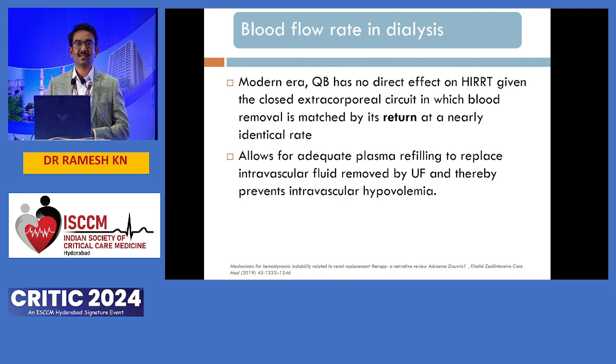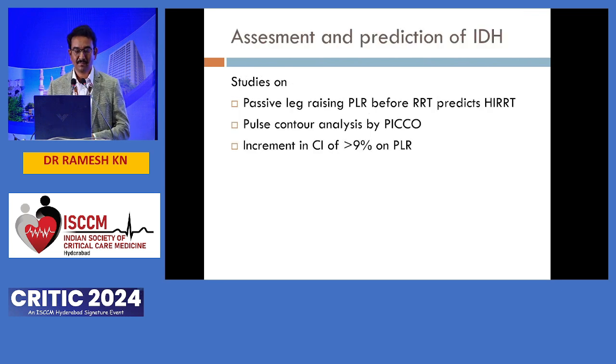Commonly, we feel that the blood flow rate in dialysis will cause hypotension, but actually it is a myth. In modern machines, a higher blood flow rate may not reduce the blood pressure because it is compensated by the return fluid we give, and the return fluid coming into the return circuit is the same as the blood flow rate we extract from the patient. So this may not cause intradialytic hypotension.